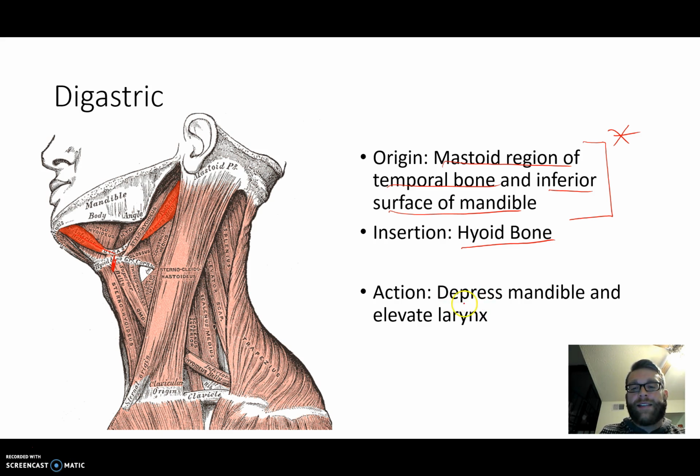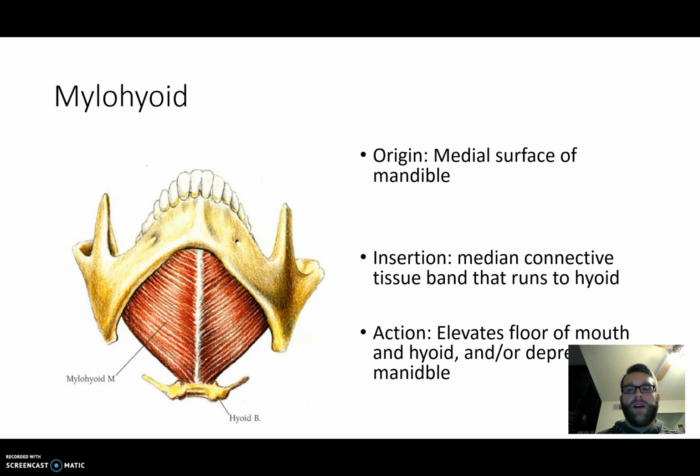And its last thing, its action, is depressing the mandible or elevating the larynx. It does both of these. In your book it says and/or. It helps depress the mandible, so it helps your jaw lower, and it also elevates the larynx. The larynx we haven't talked about, but it's part of the respiratory system, so it helps open up your airways. All right, this next one, the mylohyoid.